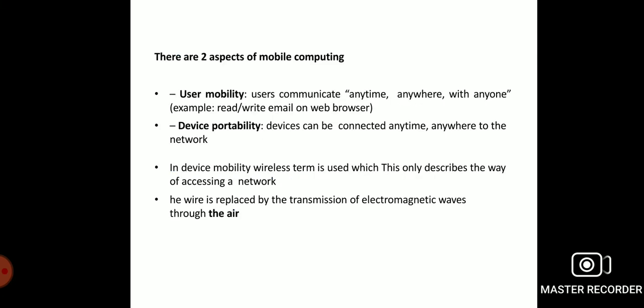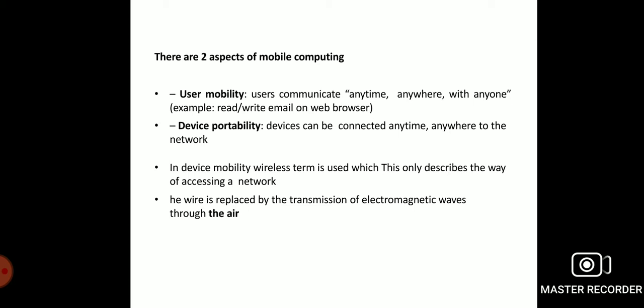Now there are two aspects of mobile computing. The first one is user mobility and device portability. User mobility means the user communicates anytime, anywhere with anyone. For example, the user can read and write email on a web browser anytime, anywhere, with anyone. So these are the categories where we use mobile computing technology in mobility.